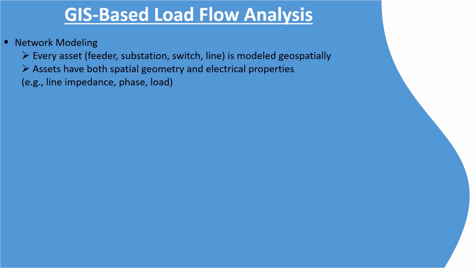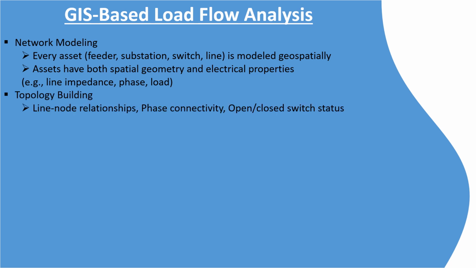Network modeling. Every asset like a feeder, transformer, substation, switch, and line is modeled geospatially. Assets have both spatial geometry and electrical properties like line impedance, phase, load, and so on.